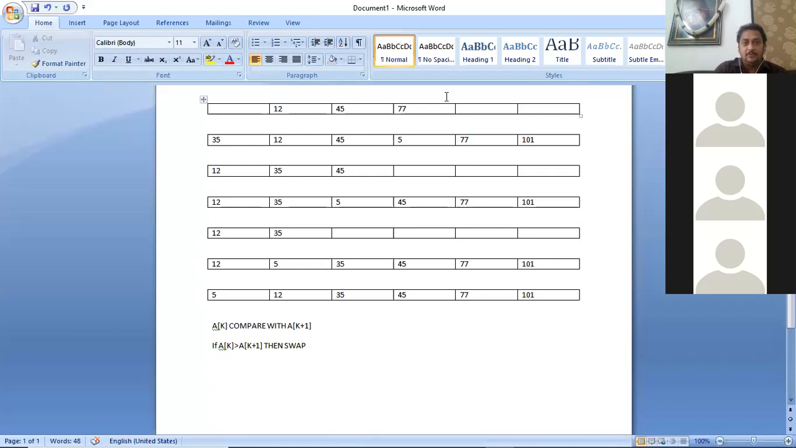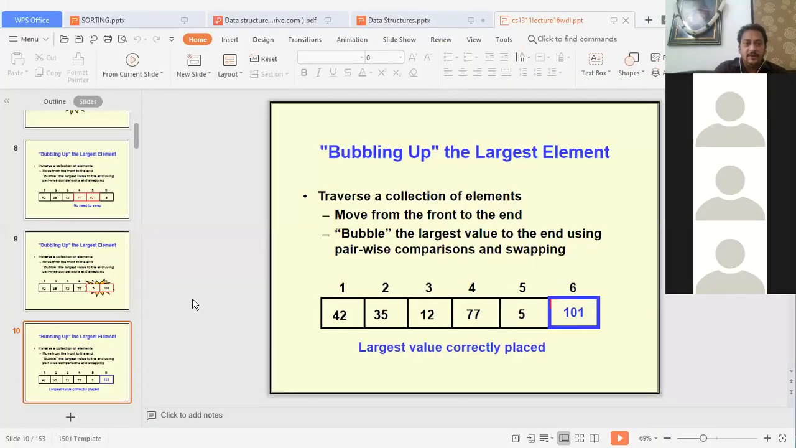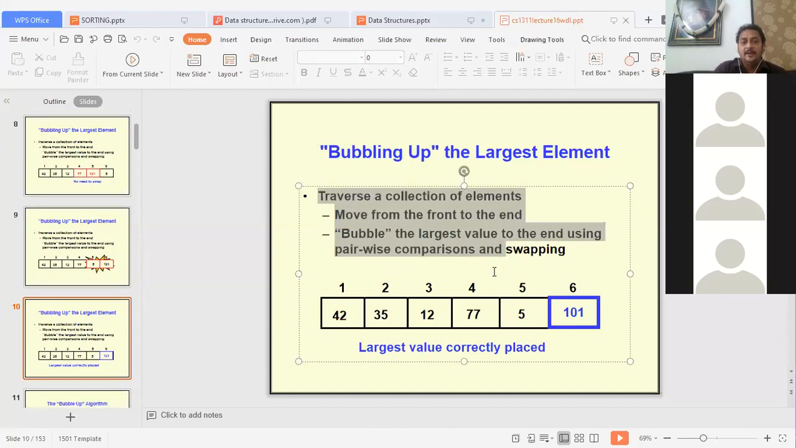Now I want to share one more file. We'll go back to our class. So this is what finally we did. Traverse a collection of elements, move from front to the end, bubble the largest value to the end using pair-based comparisons and swapping. Note down this particular text.